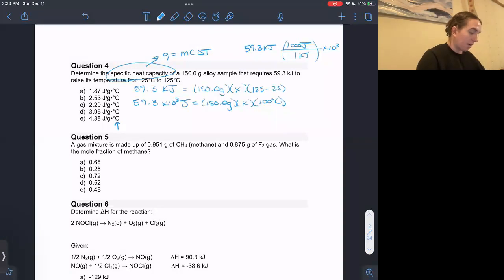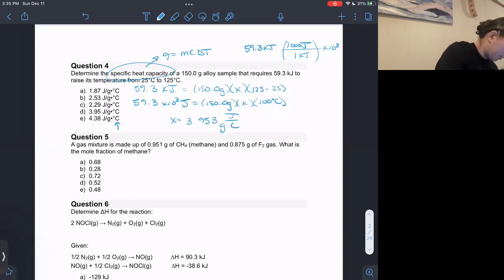So when I divide 150 times 100, that'll get me to my joules per gram per Celsius, which I'm looking for in my units for my answer. So I'll do 59.3 times 10 to the 3rd divided by 150 divided by 100. So I get 3.953 joules per gram times Celsius. And that looks like D.